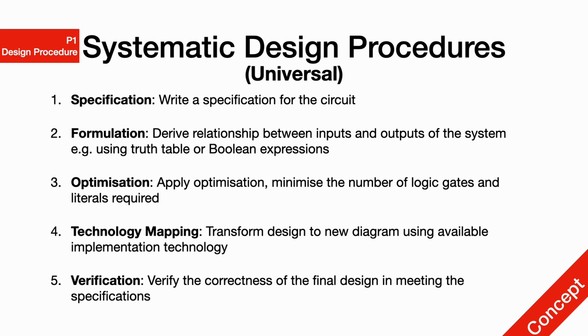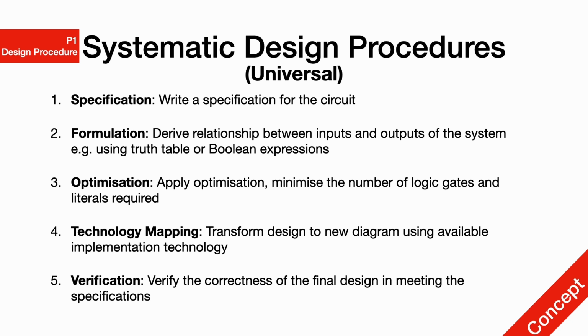First of all, you have specification, which deals with knowing exactly what the problem you're solving, and usually the specification is what we're going to provide to you, in this course at least. Followed by specification, you have a formulation. Now, formulation refers to deriving the relationship between inputs and outputs of the system. So it's transforming the specification into either mathematical expressions in Boolean algebra or transforming specification into a truth table. Regardless, both the truth table or Boolean expression is describing your basic specification need of the system.